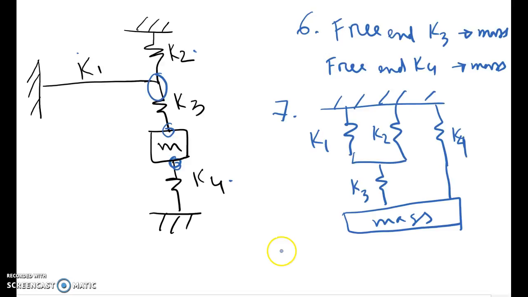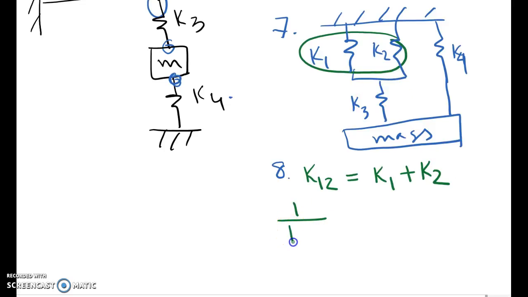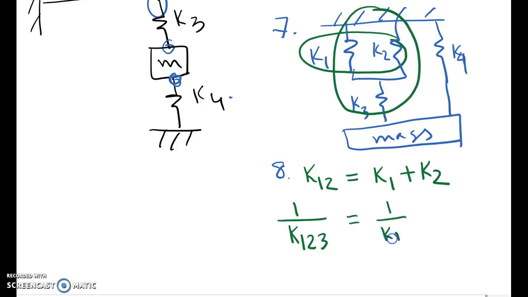Now we need to find equivalent spring stiffness in step 4. Since K1 and K2 are connected in parallel, we can write their equivalent spring stiffness as K12, and it will be K1 plus K2. Alright. Then this K12 is connected to K3 as a series, so we can write 1 by K123, which is the equivalent of this system, and we can write 1 by K12 plus 1 by K3.